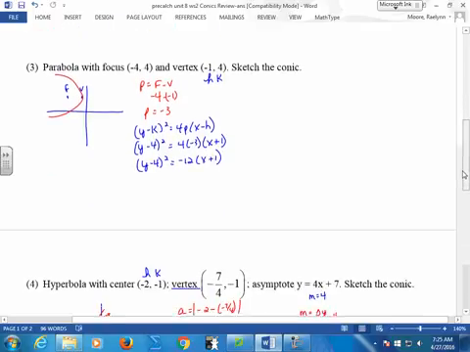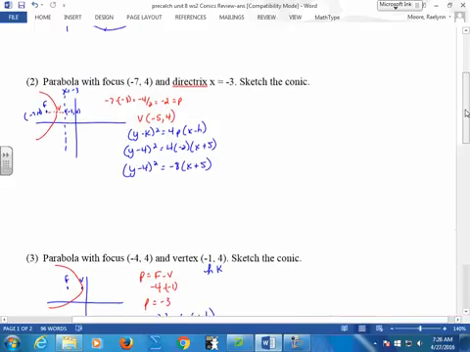Another parabola. Question? Wait, for number 2, can you go back up? Yeah, sure can. Okay, I got it. I agree.